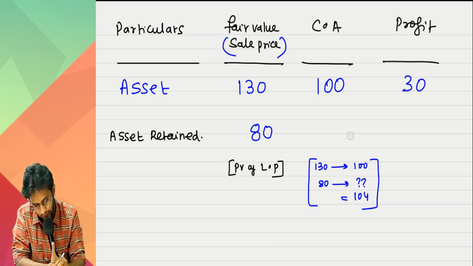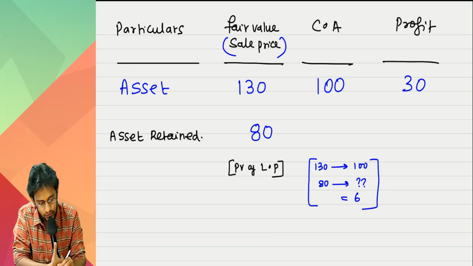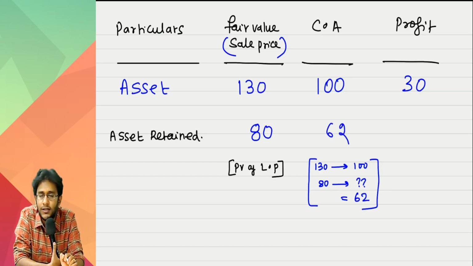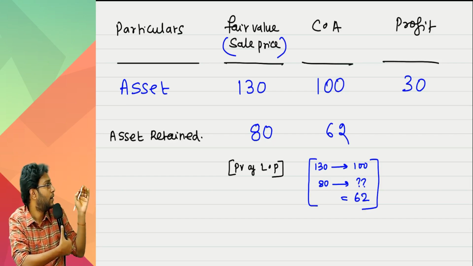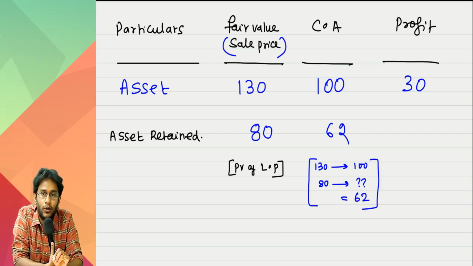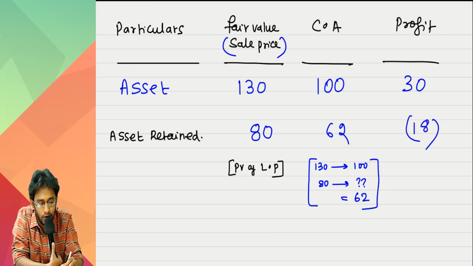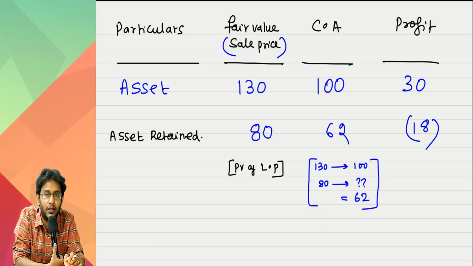How did you get 104? You should get less than that. 61.62 I am making, okay, 62. What this means is, the asset you have retained is 62, and its fair value is coming as 80. So 18 rupees profit is there, no? 18 rupees profit is a profit on the asset which is still there with you.